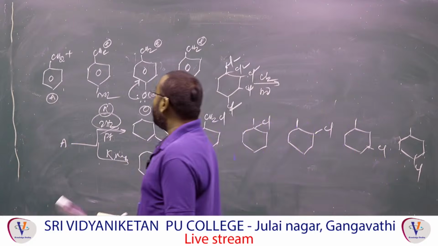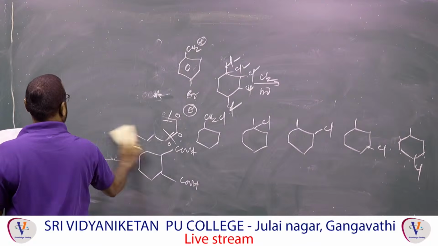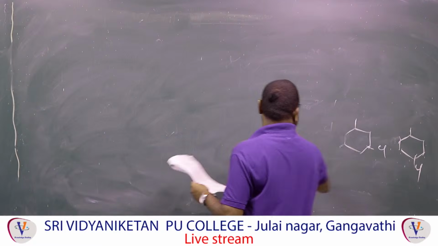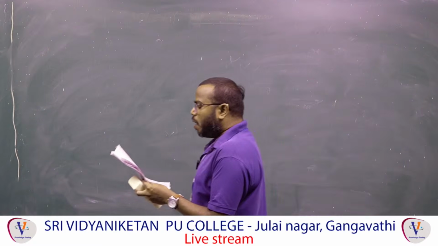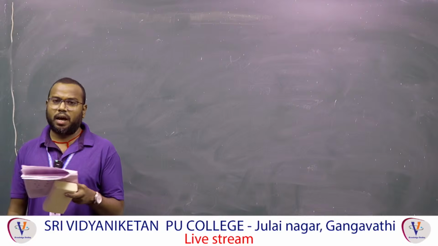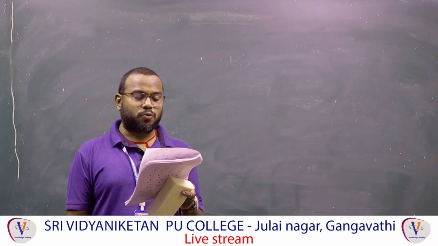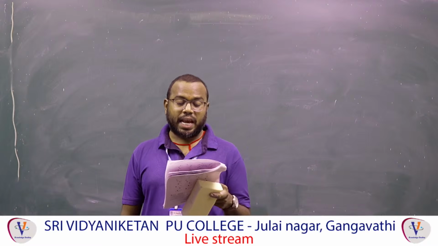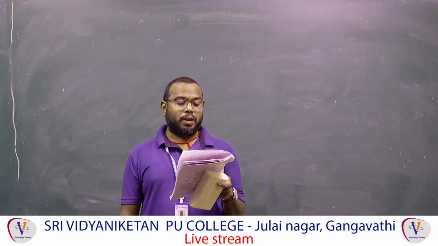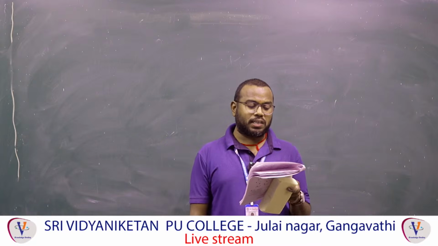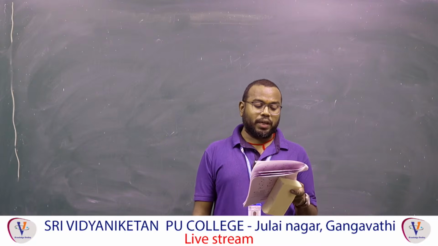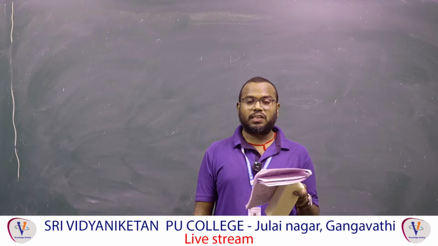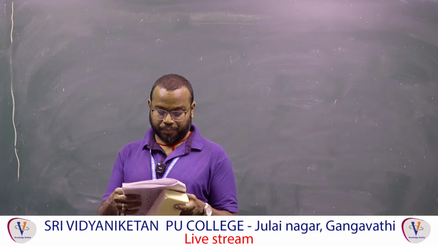82nd question. An organic compound P of molecular formula C6H12O3 gives positive iodoform test but negative Tollens test. When P is treated with dilute acid, it produces Q. Q gives positive Tollens test and also iodoform test. The structure of P is.